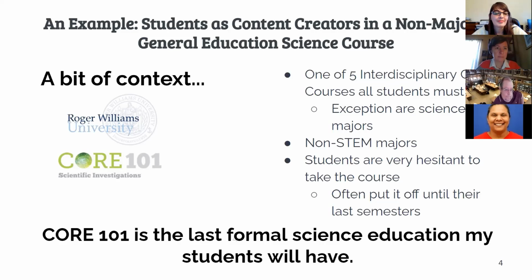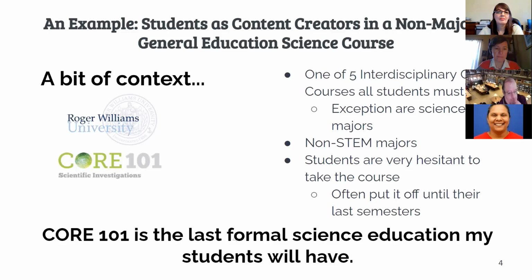They don't actually have to take our Core 101 scientific investigations course. So my course is full of non-STEM majors, and I have a lot of students that are very, very hesitant to take the course. A lot of them often put it off until their last semesters, or even if they do take it as a sophomore, or even sometimes a freshman, they haven't taken science likely in high school for a couple of years, or they just have really bad experiences with science.